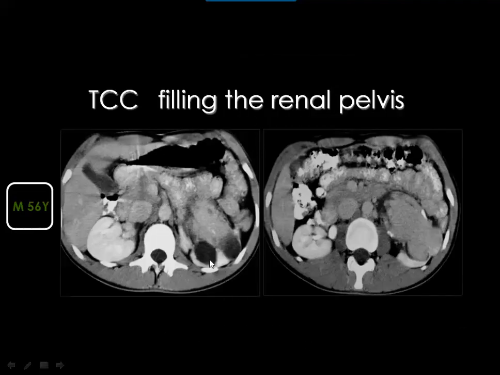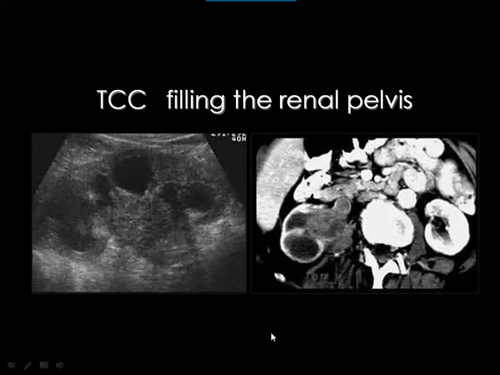And this is a mass obstructing the renal pelvis on the left side with dilated calyces, a hydronephrotic kidney, and in the delayed images you see the calyces are filled with the excreted contrast media, and the mass is distending the renal pelvis. Diagnostic of urothelial tumor. Ultrasound and CT scan, and here you see a mass in the renal pelvis with proximal dilatation of the calyces, as you can see here.